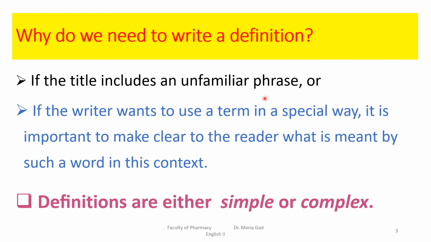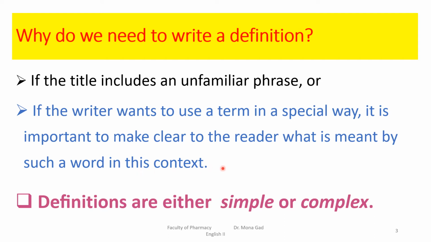When the writer starts writing, he must define what's not understood in the topic. You cannot understand the whole text without understanding the topic itself or the title itself. So the writer makes it easier for you by defining what's vague in the title. Or if the writer wants to use a term in a special way, it's important to make clear to the reader what's meant by such a word in this context.